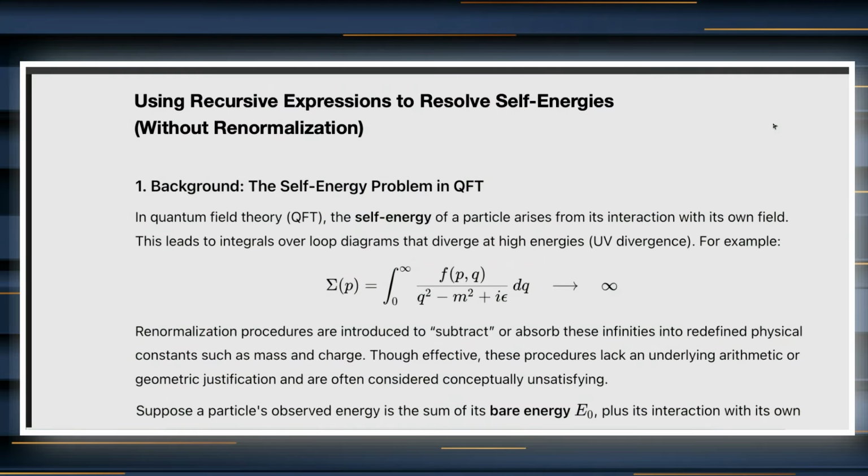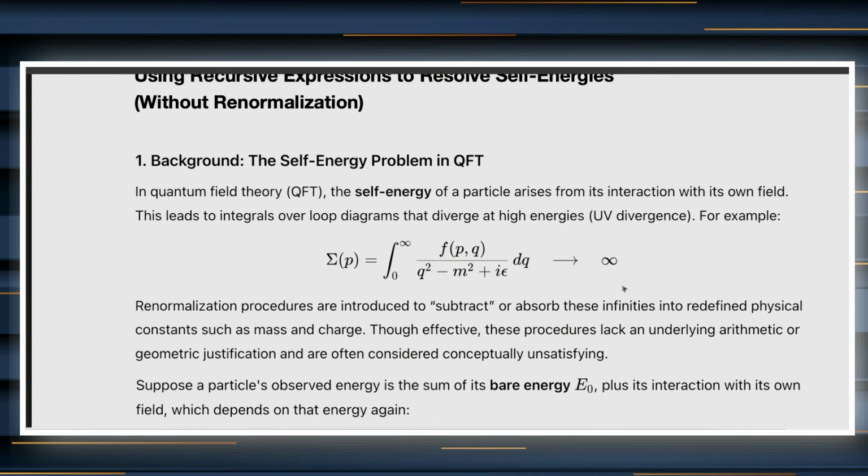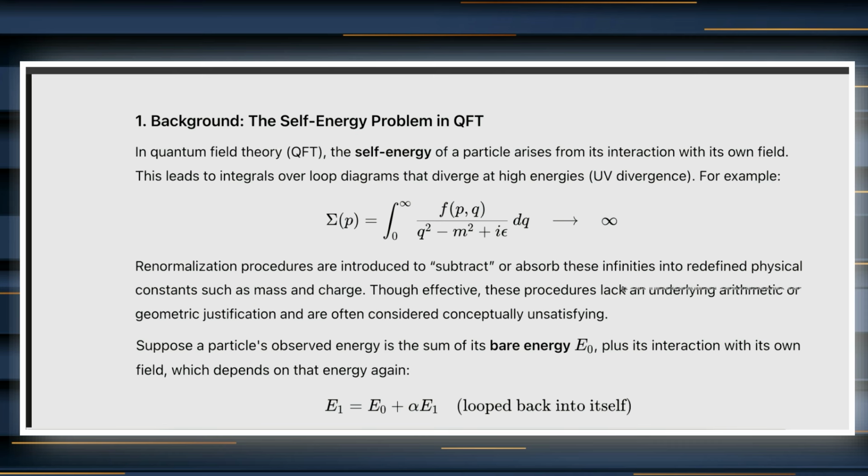That's not good math. All right, in quantum field theory, the self-energy of a particle arises from its interaction with its own field. This leads to the integral over loop diagrams that diverge at high energies, or ultraviolet divergences. So basically, when you try to add up all the different tiny little loops that can happen with self-energy interactions, the equation goes to infinity. So renormalization procedures are introduced to subtract or absorb these infinities into redefined physical constants such as mass and charge. Though effective, these procedures lack an underlying arithmetic or geometric justification and are often considered conceptually unsatisfying because you're not doing math.